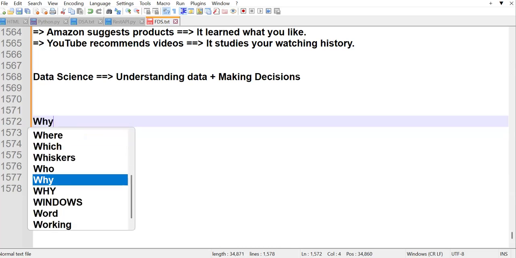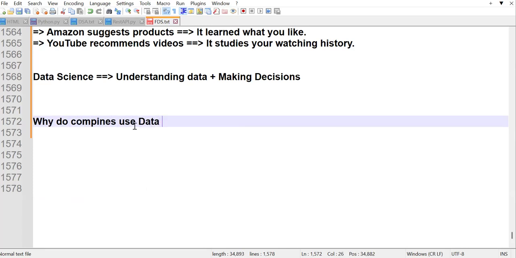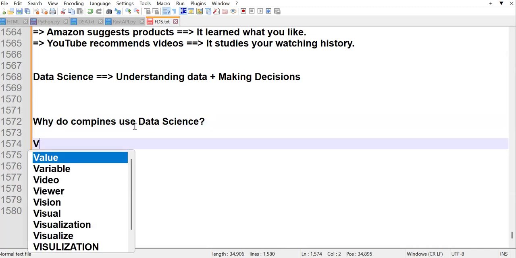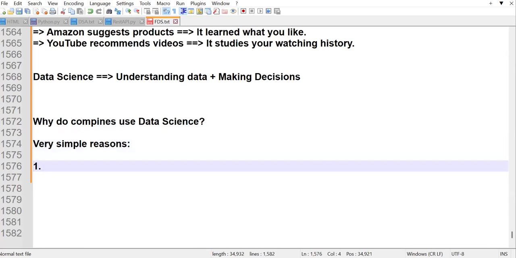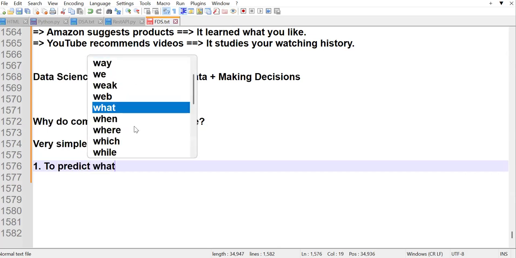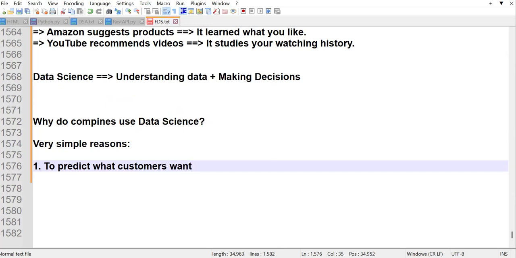Okay, next question I will write here: why do companies use data science? Now I hope you guys will be able to answer this question, because these are simple questions that can be asked to beginners. So what are the very simple reasons? Number one reason you can say is to predict what customers want. Why do we need data science? To predict what customers want.